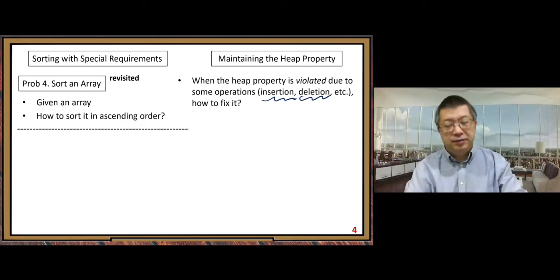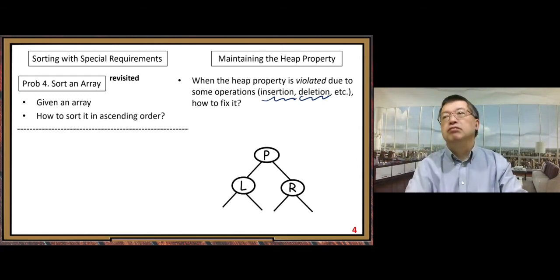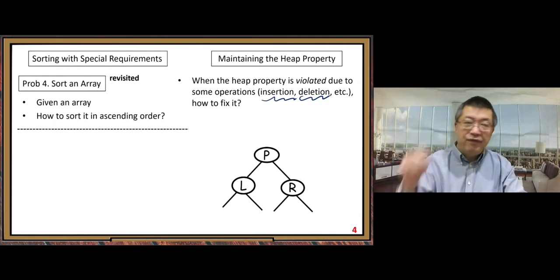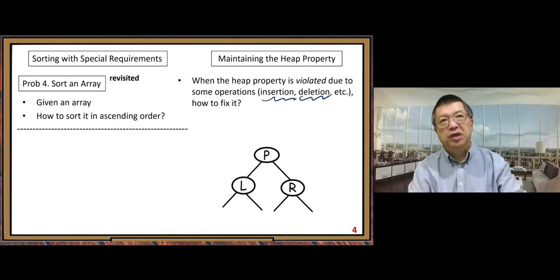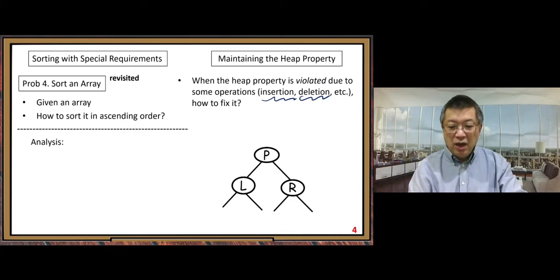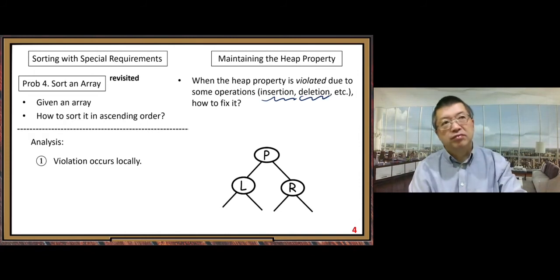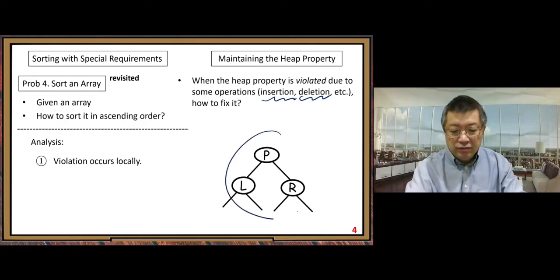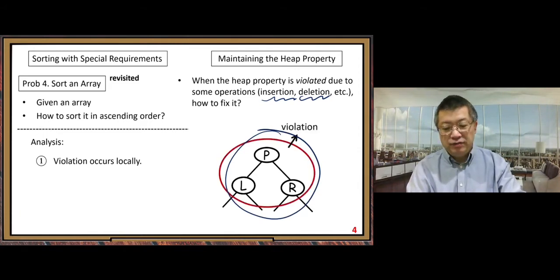So how do we do that? Here, let me use a general portion of the heap to show the idea. Here we have 3 nodes, P, L, R, a typical location. We need to consider a violation. Suppose there is a violation occurring in this part. Then we need to fix it.